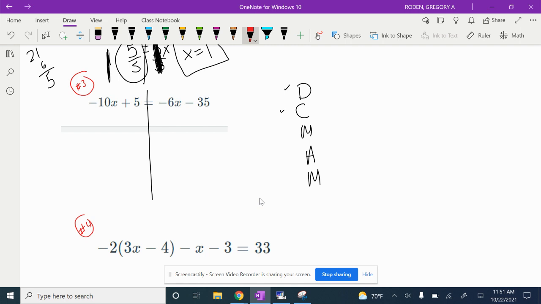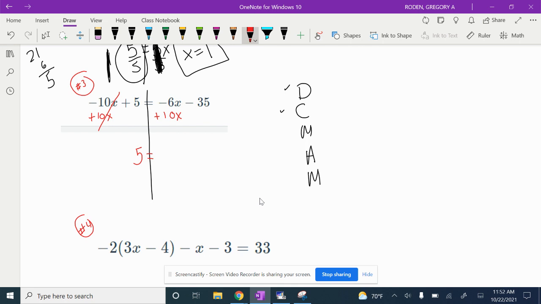How do I make a negative 10x into a 0x? I just simply add 10x. If I add 10x to the left, I've got to add 10x to the right. Got to be fair, right? That's the whole thing about a fairness bar. You got to be fair. So the 10x cancel. When I do that, I just have that 5 left over on the left side of the equation.